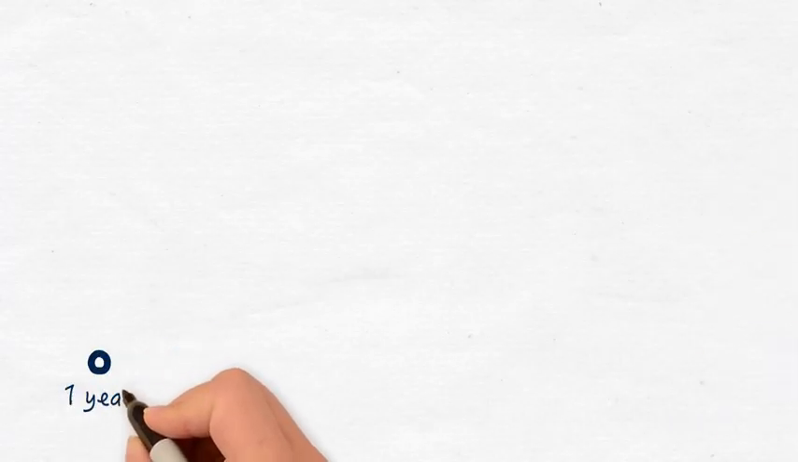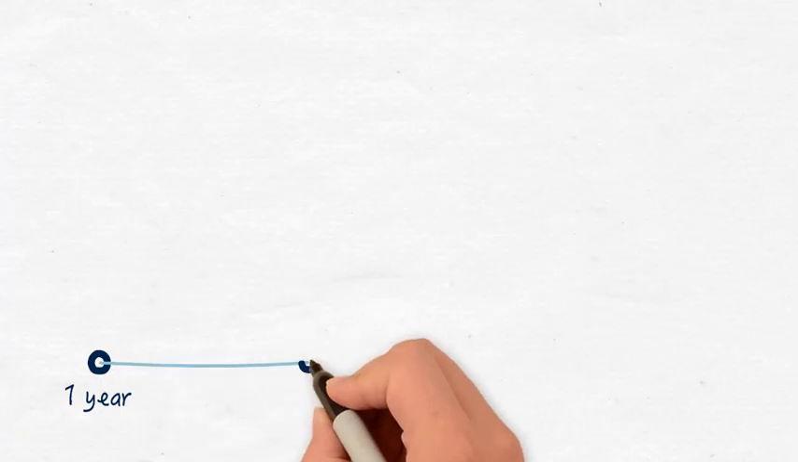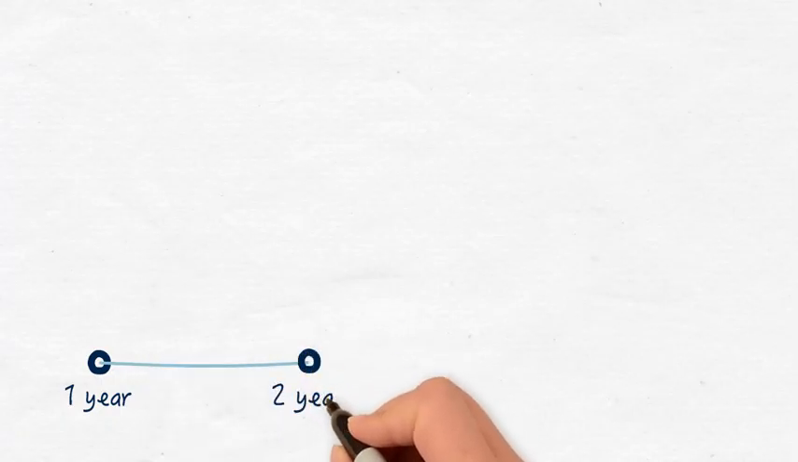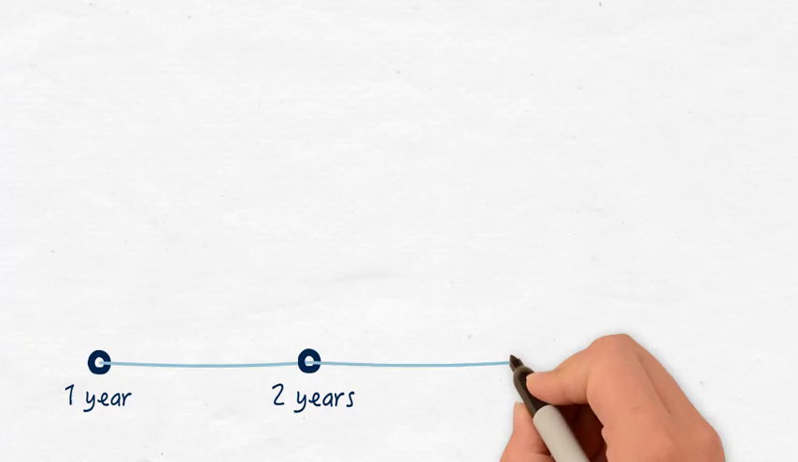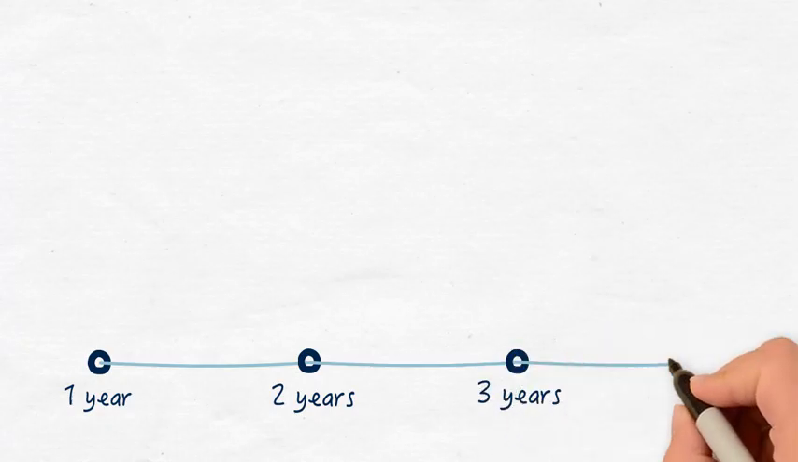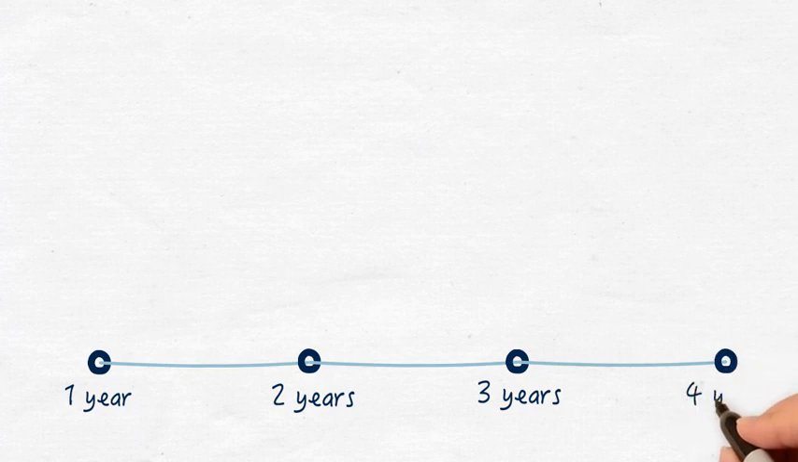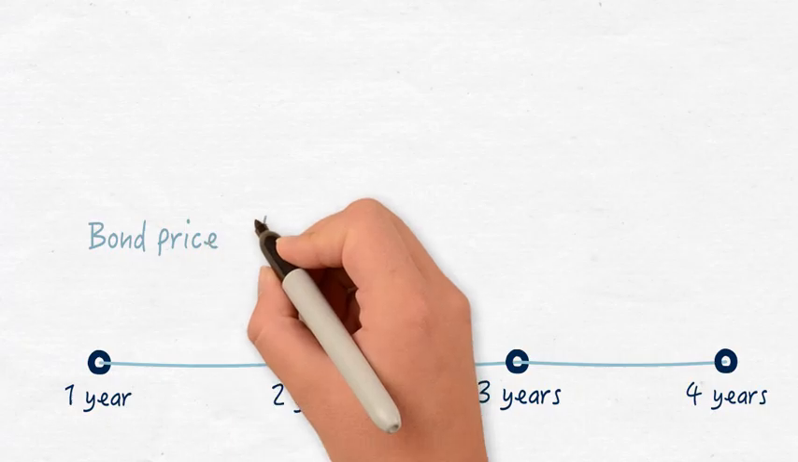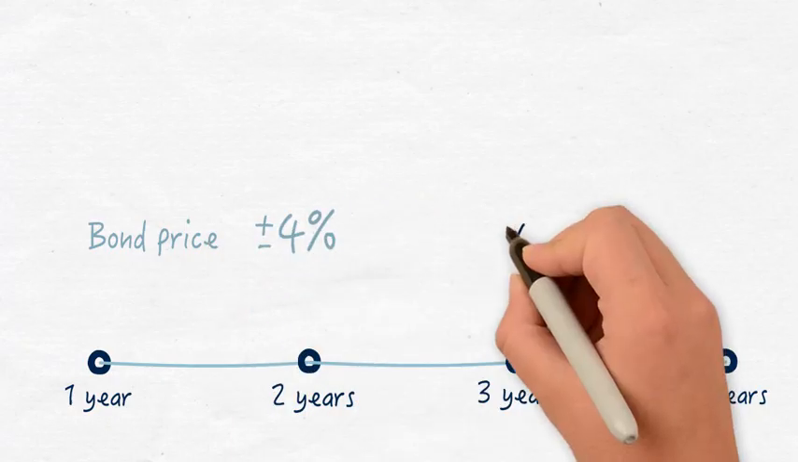Another term often used in discussions about bonds is duration. Duration is a measurement of how sensitive bonds are to changes in interest rates and is expressed as a number of years. For example, generally, if a bond has a 4-year duration, its price would either rise or fall by 4% for every 1% change in yield.